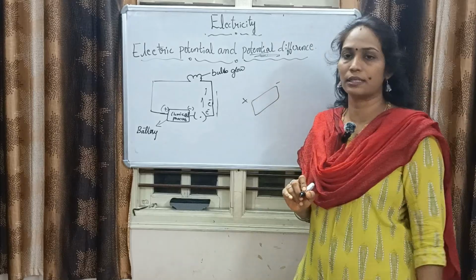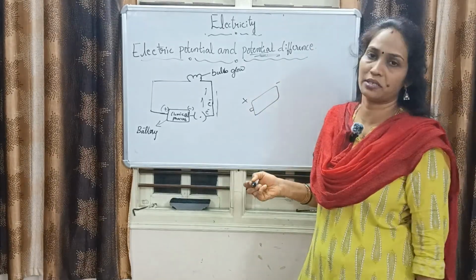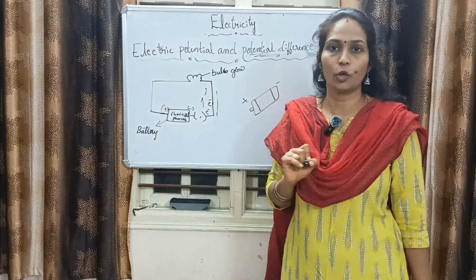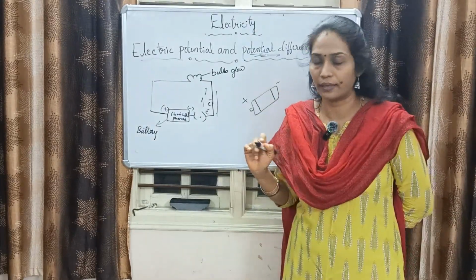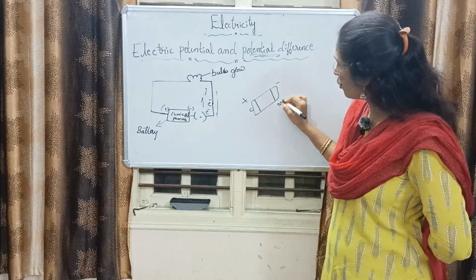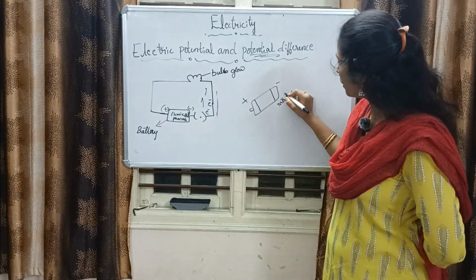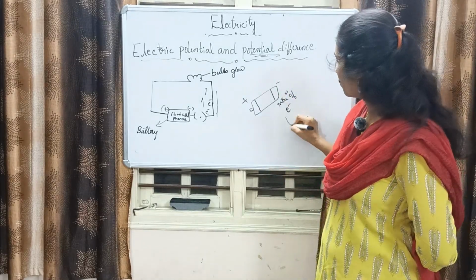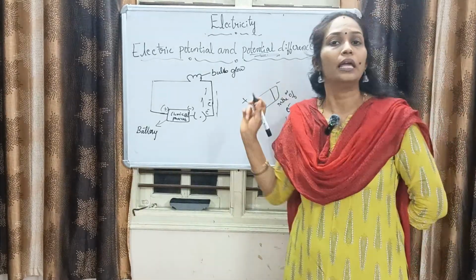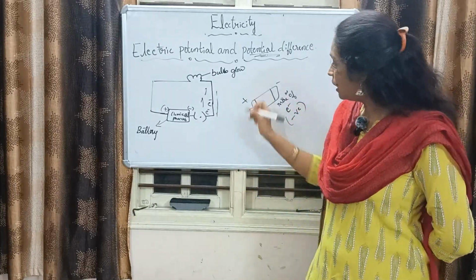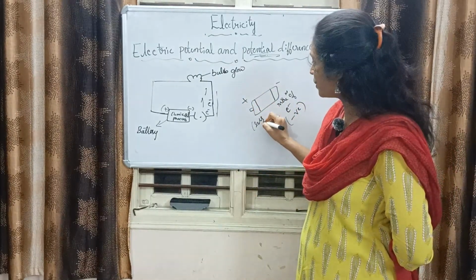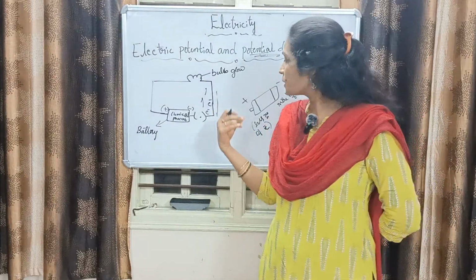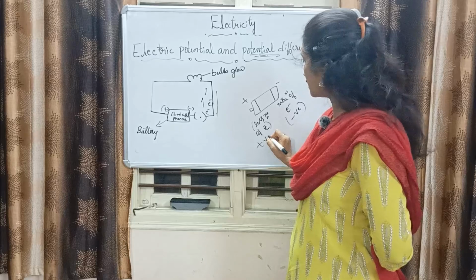This is the positive terminal and this is the negative terminal. I can say it is a battery. There are some metal plates here, guys. More electrons are there in the negative terminal. Here, fewer electrons are there. Then we say it is the positive terminal.